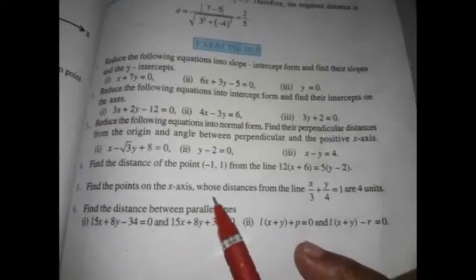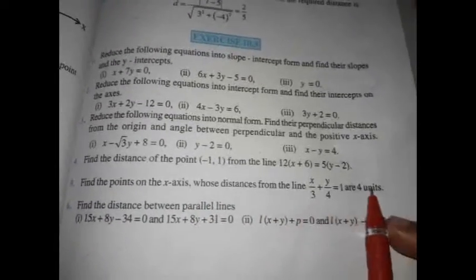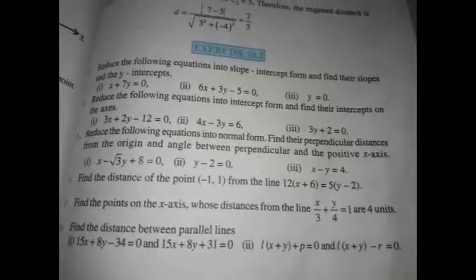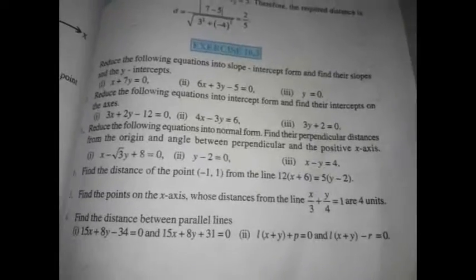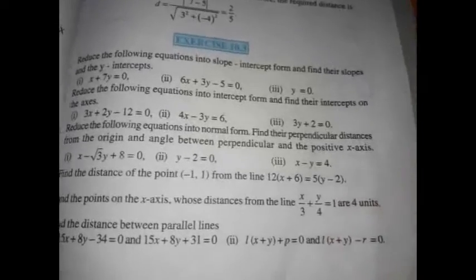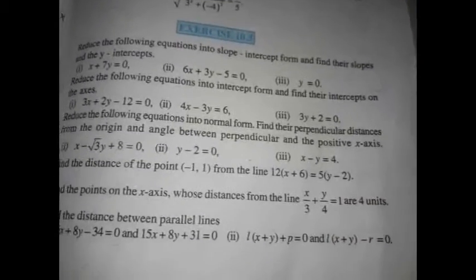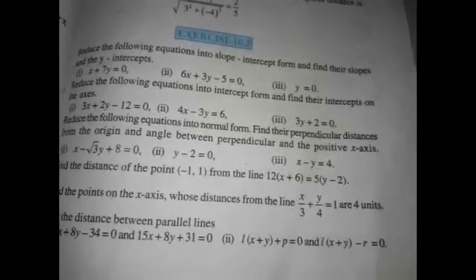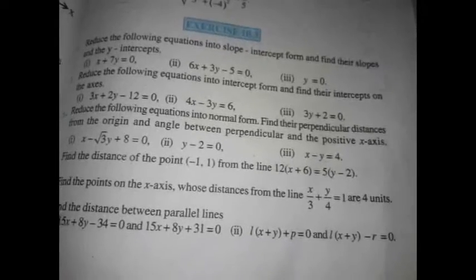Find the points on the x-axis whose distances from the line are 4 units. Understand the question properly. Find the points on the x-axis. When it lies on the x-axis, we know very well the y value is 0. So it is of the form some x comma 0. Whose distance from the line x by 3 plus y by 4 equals 1 is 4 units. Right? They have given you the distance between a line and a point. The distance between a line and a point is 4. They asked you to find the point.